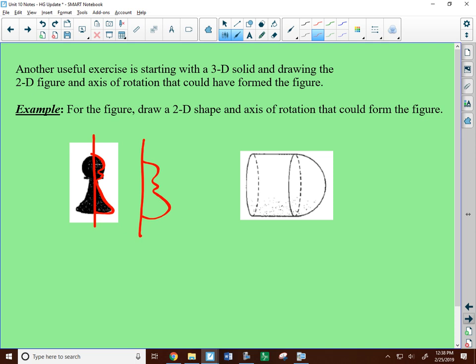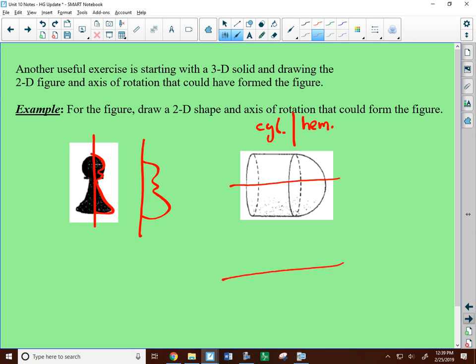Last one. I have kind of a silo. You view it from that side. So it's made of a cylinder and a hemisphere. Okay, so it's two parts here. Now the first one we already said today, if you want to form a cylinder, you need what shape? Rectangle. If you want to form a cylinder, you need a rectangle.